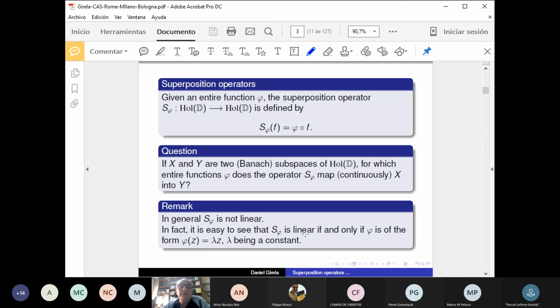So to start with, we don't know that a continuous operator from X to Y is the same as bounded, as happens if the operator were linear. But as I said, it's not linear, so this may not happen. And this is one big difference with composition operators.